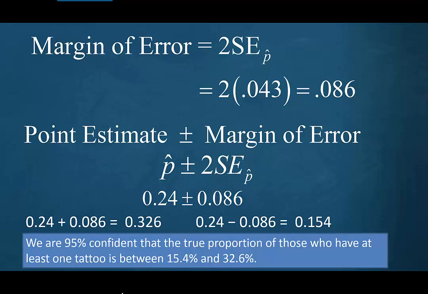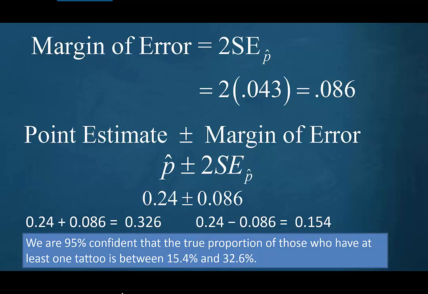So what is the interpretation? Recall what we just did. We took a sample, obtained a point estimate of 0.24. If we had to give just one value that would estimate the proportion or percent of those who had at least one tattoo, we would say 0.24. However, we recognize there's some error here. If another sample was taken, it would probably be different than 0.24. So we constructed an interval that took into account this margin of error.